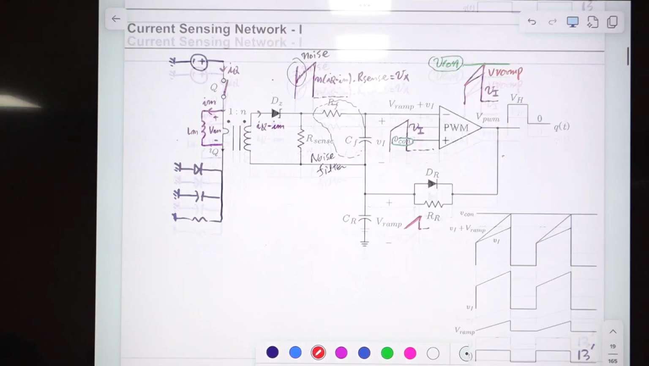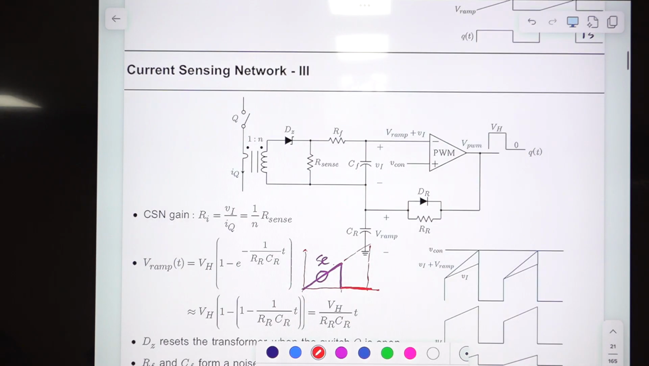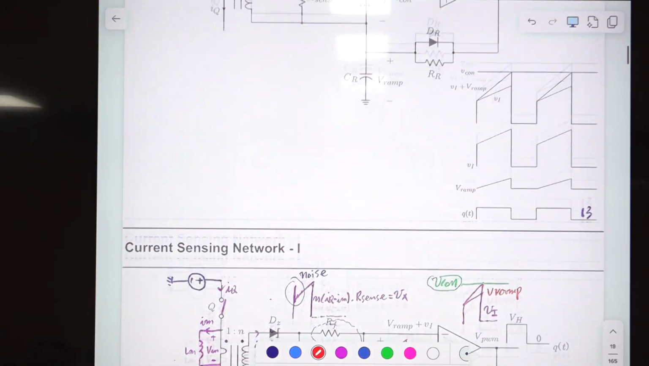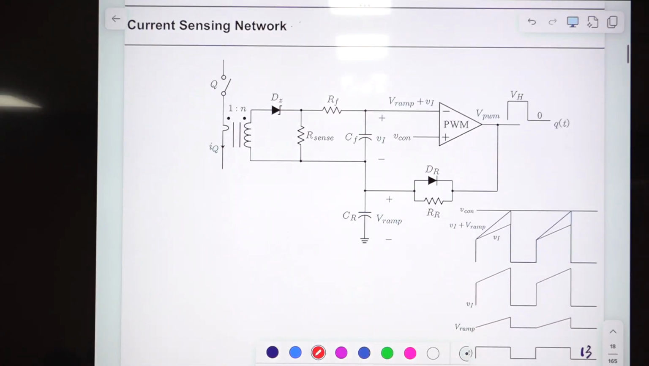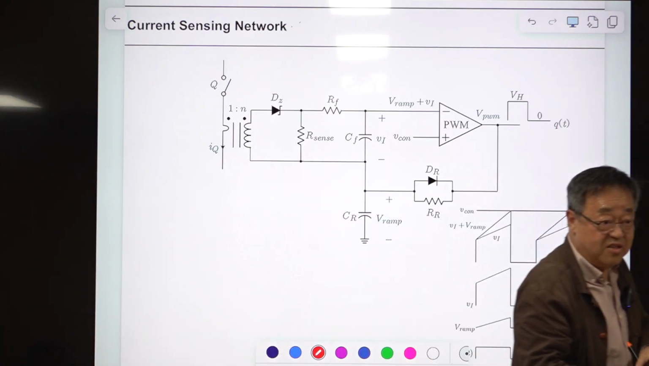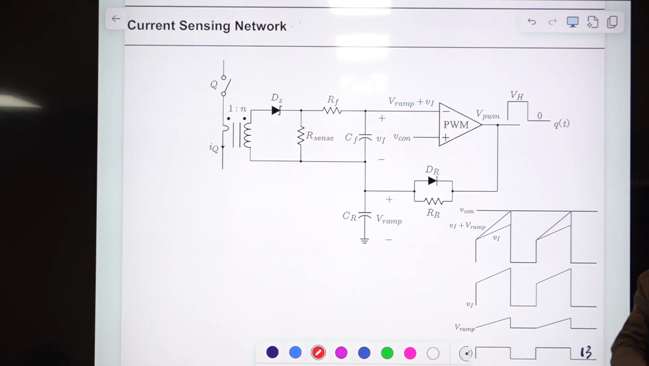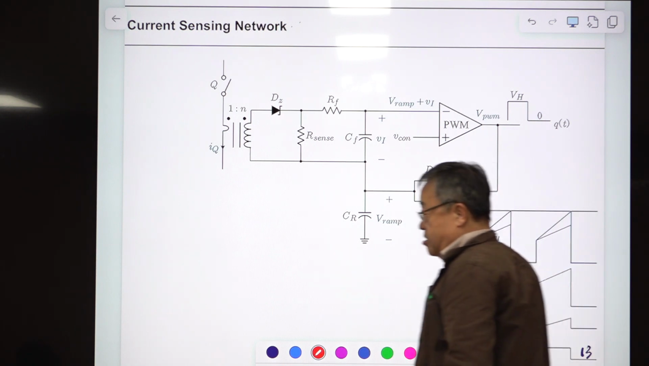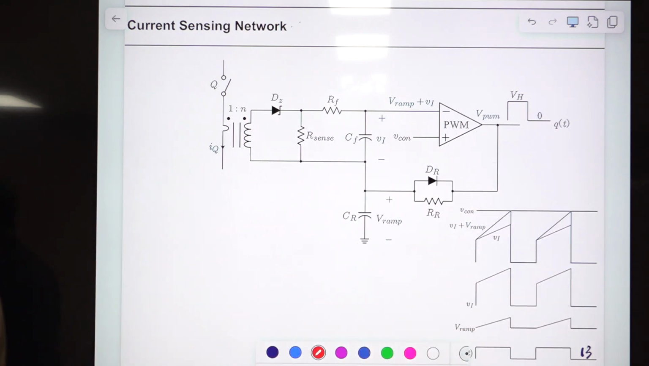I have 4 pages about this current sensing network. Originally, I used just 1 page, but that page became so crowded with many notations, so I split it into 3 pages. This is the exact schematic of the current sensing network.